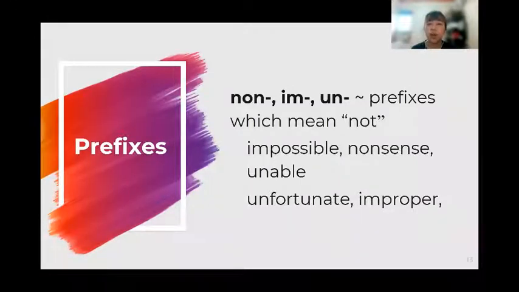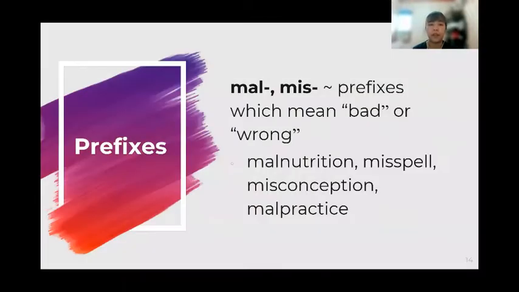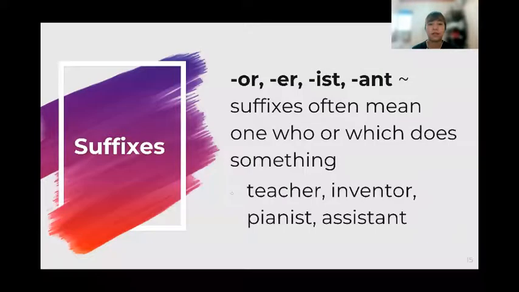These are some common examples of prefixes. Non, im, and un are prefixes which mean not, such as in impossible, meaning not possible, nonsense, unable, unfortunate, and improper. Another, we have mal and mis. These are prefixes which mean bad or wrong, such as in the words malnutrition, misspell, misconception, and malpractice.